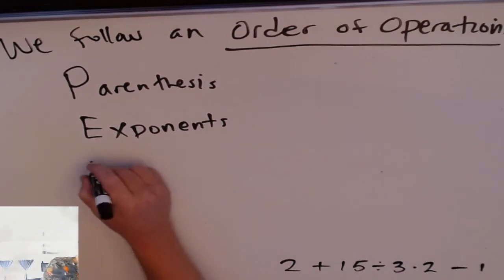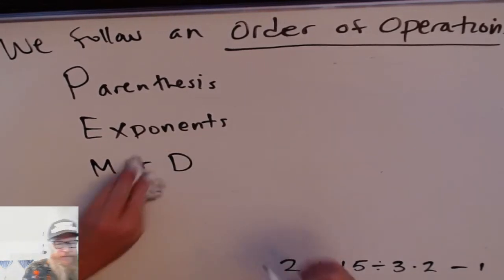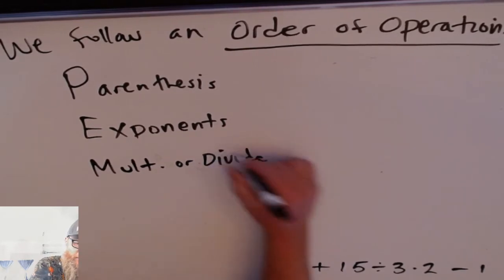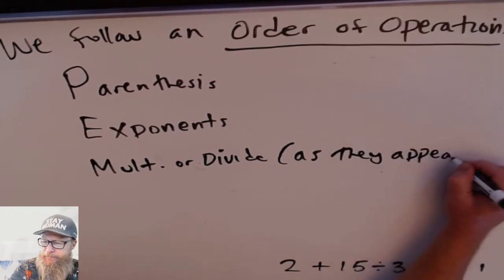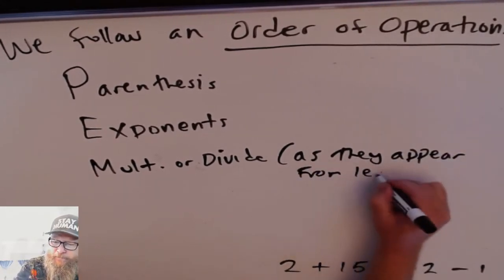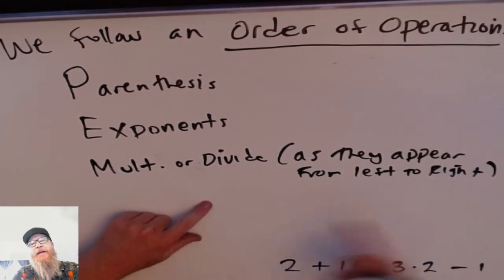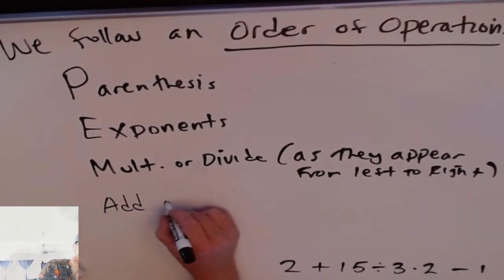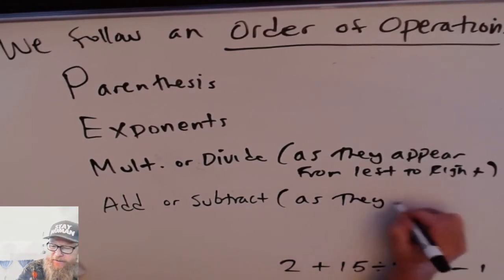All right. Then we do multiplications or divisions as they appear from left to right. So that's where we start going from left to right. All right. We don't take the problem right from the beginning and go from left to right. We do it as they appear from left to right. And then we do our additions or subtractions, again, as they appear from left to right.